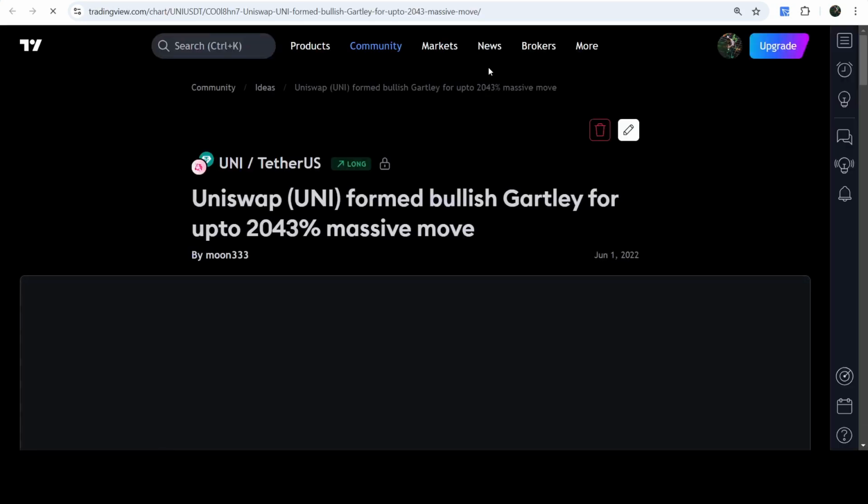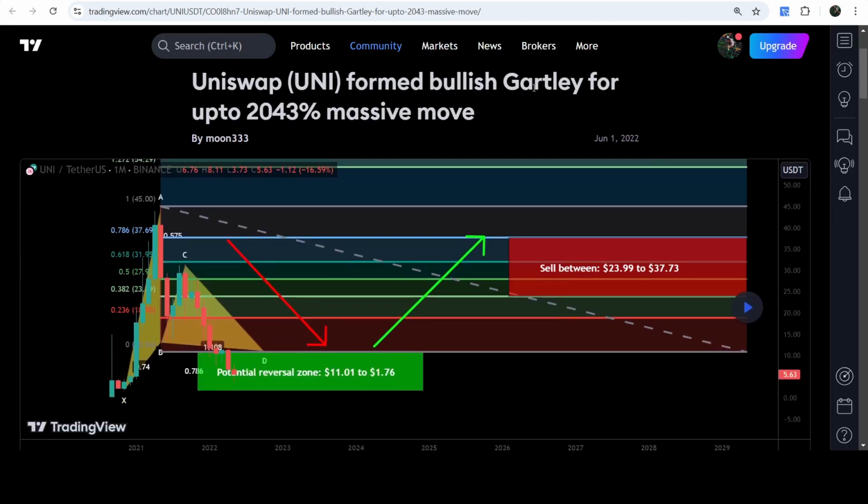Now let's move to the long-term trade signal for Uniswap that I shared on 1st of June 2022 with my members. That was a very big harmonic bullish reversal setup that Uniswap formed on a monthly time frame chart. Therefore, this was a quite long-term trade signal. And this was a harmonic bullish reversal Gartley pattern.